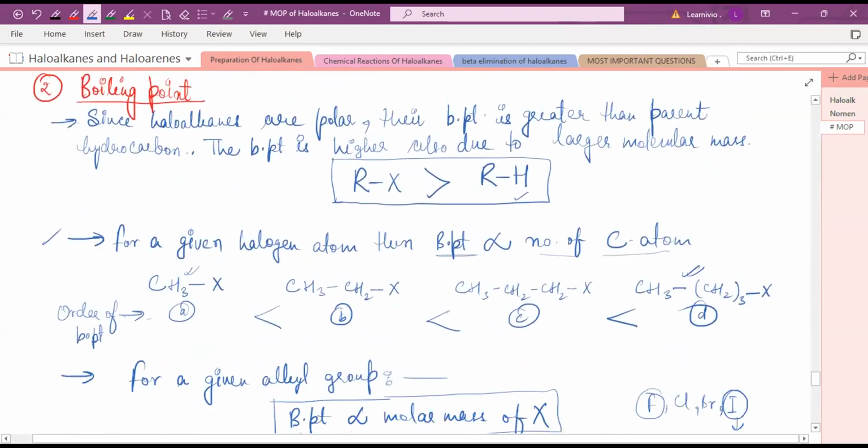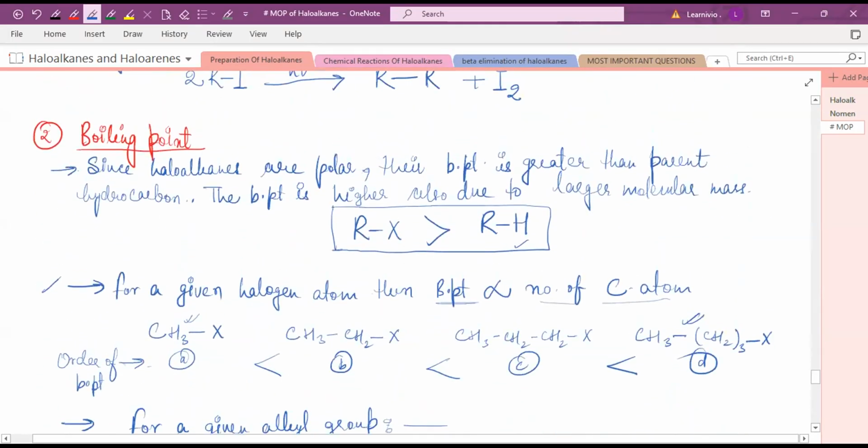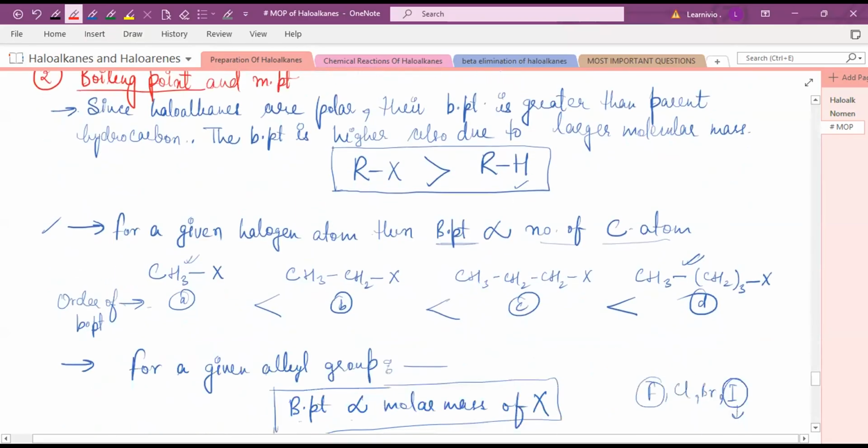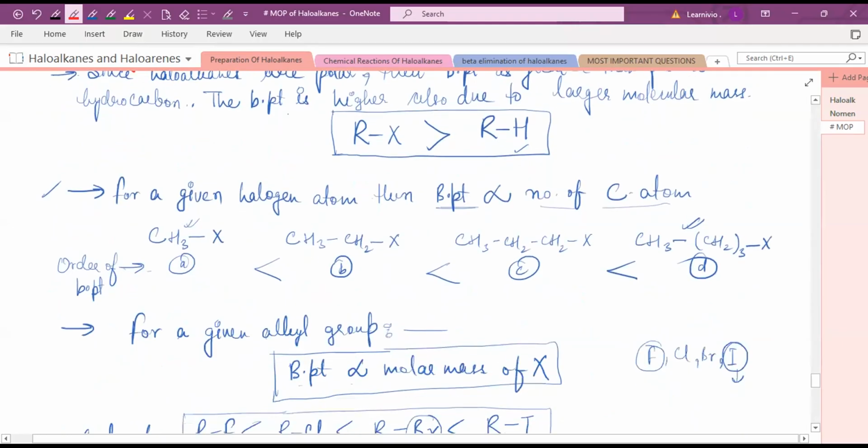That's the case of melting and boiling point. The boiling point of the haloalkane will follow the same order as the melting point, right? So that will be the order of boiling point and melting point as well.